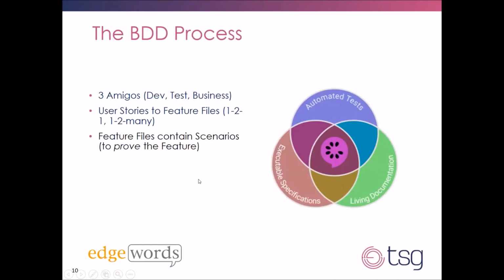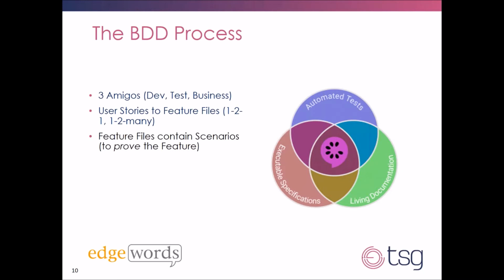So the BDD process really sits on Agile. It's an extension of Agile. We've still got the three amigos: dev, test, business, stakeholders. Out of Agile, we're producing user stories. And the idea is that we can start with that user story and we can elaborate that user story to define the features that are going to provide that user story. And then we can break those features down into scenarios which are used to prove the feature. So you can think of scenarios as our test cases, if you like. And all of this is done in a nice, easy to understand English-like language.